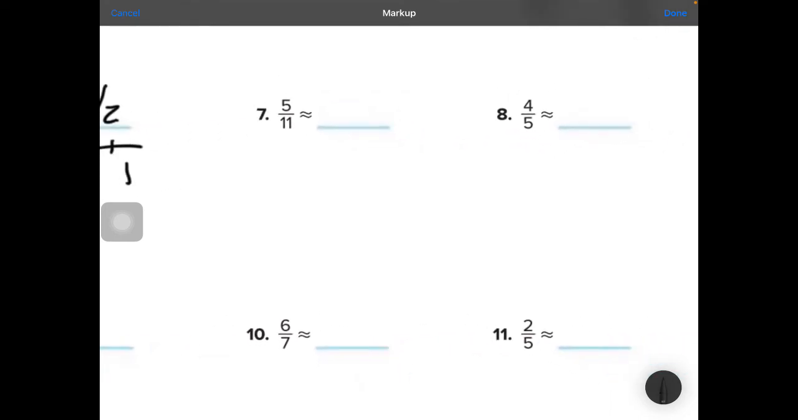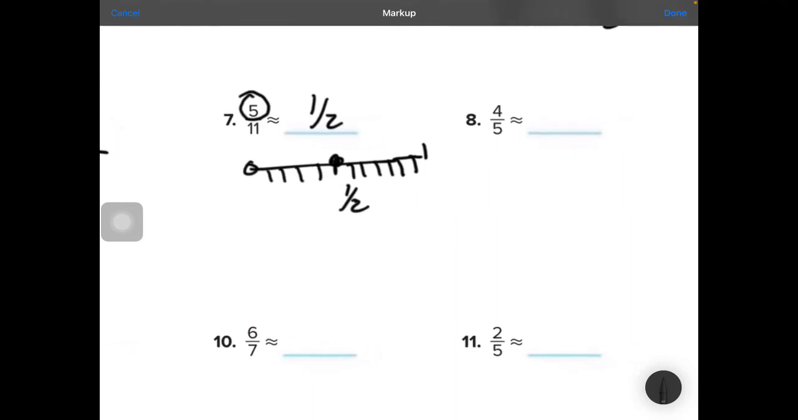Number 7, let's look at this numerator. 5, is 5 closer to 0, a half, or 1? Well, 5 is almost half of 11, so I'm going to say almost close to half. Number line, we have 0, 1, 2, 3, 4, 5, dot right there, 6, 7, 8, 9, 10, 11. This will be our 1 mark, and a half would be about right there. So yes, it is closer to a half on the number line.